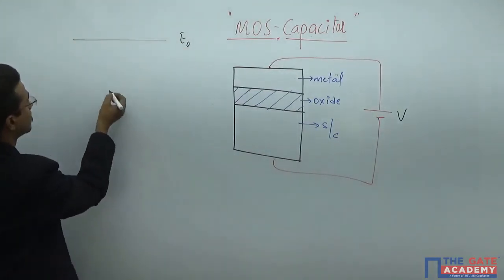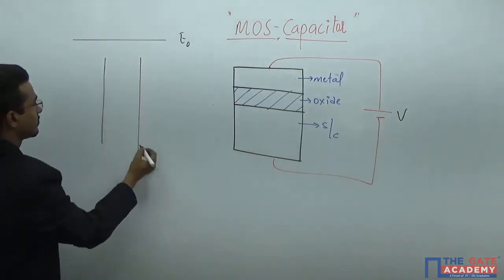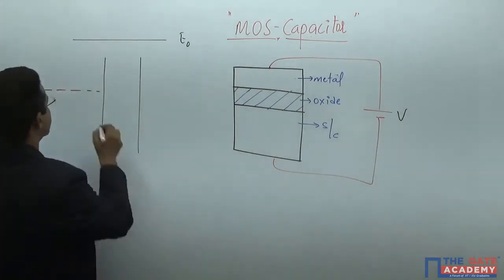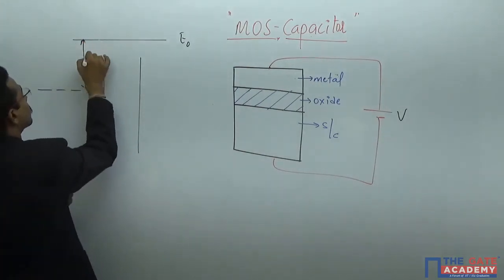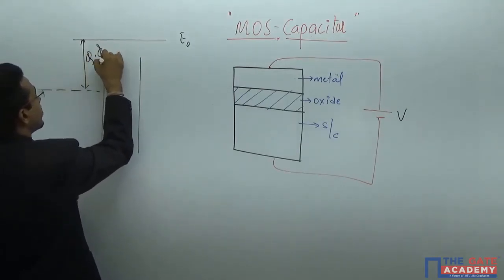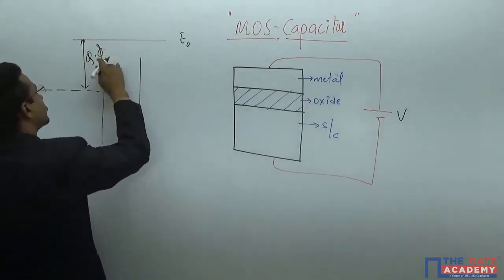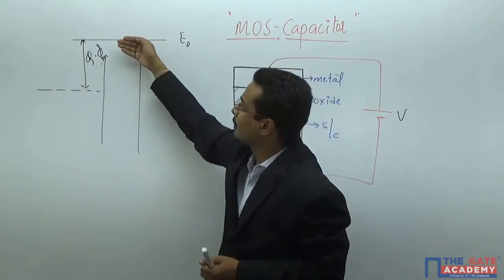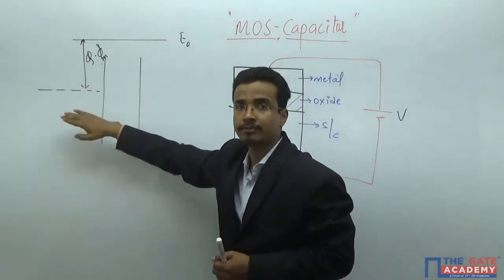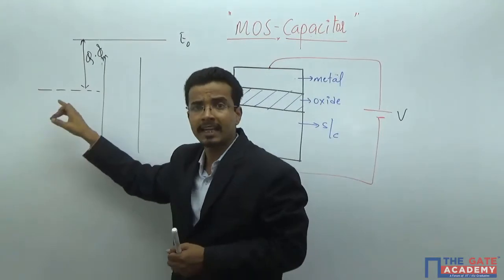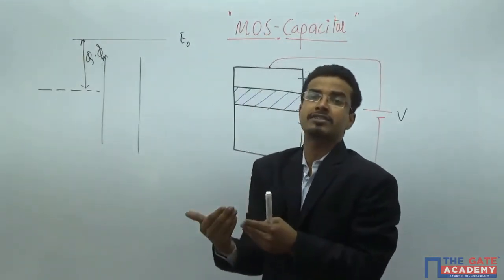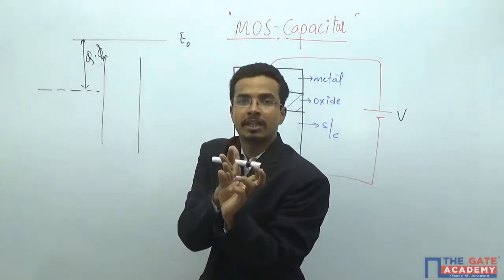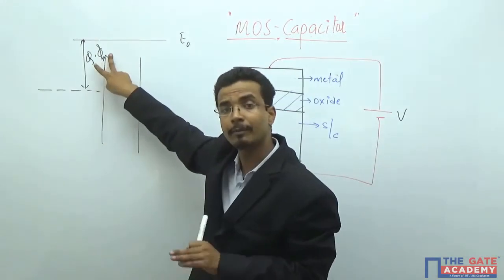And after that, the oxide. Here I have the metal, which has the work function of q phi M. What is the work function of the metal? The energy difference between the vacuum and the Fermi level of the metal, and it will always be constant because the number of charge carriers in the metal is constant. That number is constant for each and every material. That is why the work function of the metal will always be constant.